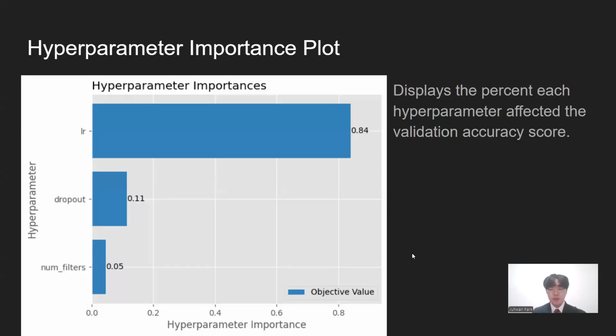The hyperparameter importance plot. This plot tells us the percent each hyperparameter affected the validation accuracy score. And pretty much it tells us that the learning rate most influenced our overall validation accuracy score.